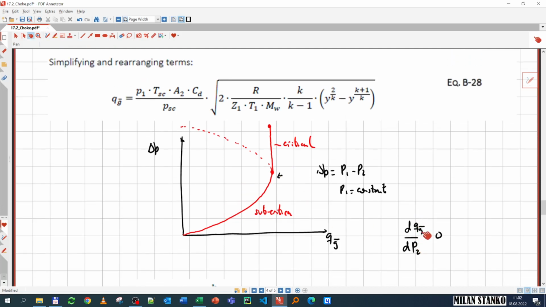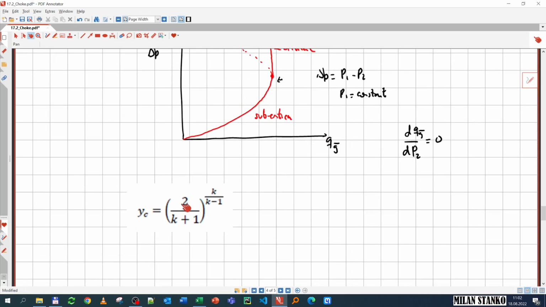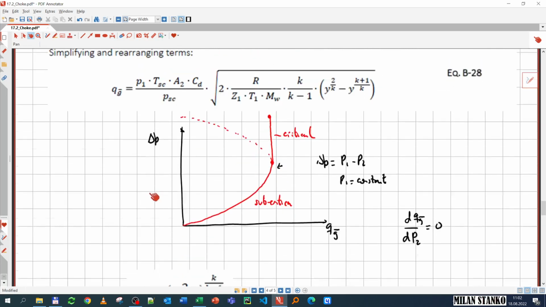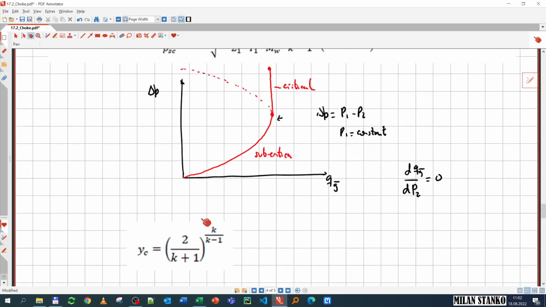And if I apply that to that equation, then I will end up with this criterion that's saying that the Y critical occurs exactly when you have this number, when you have this gas constant K. And this number for K is typically something that is maybe around 1.2, 1.3. So this tells you that the Y critical is approximately something like 0.5.